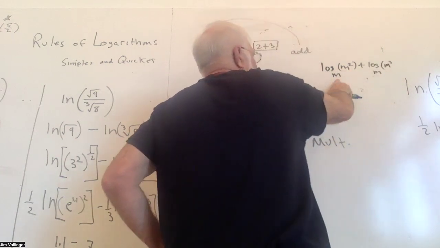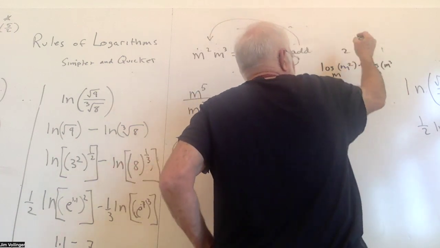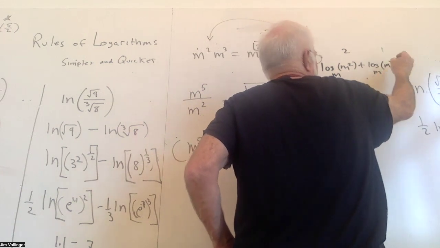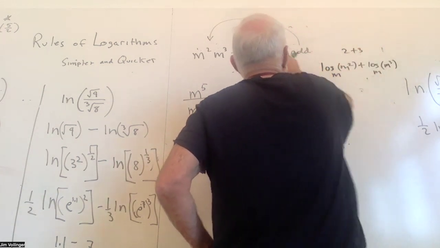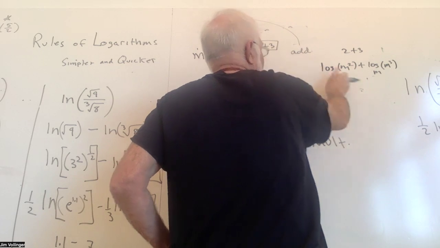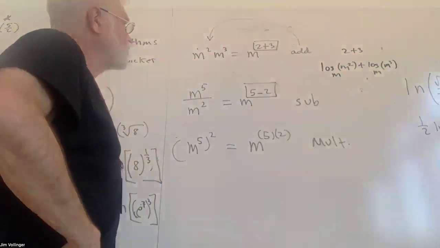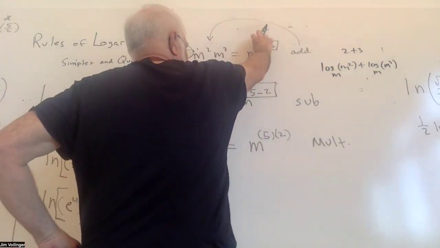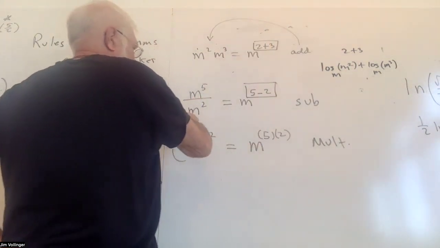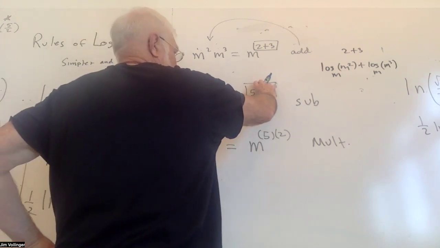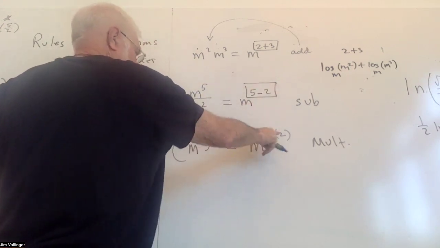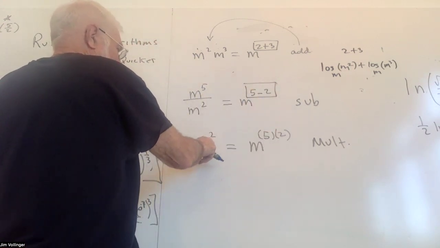So what's the exponent I put on top of an m to get m squared, 2? What do I put on top of an m to get m cubed, 3? So if I was looking at that, it came from m squared times m cubed. And so with addition, you're going to see logs added. Division, you're going to see them subtracted. And multiplication, you're going to really see a power to power.